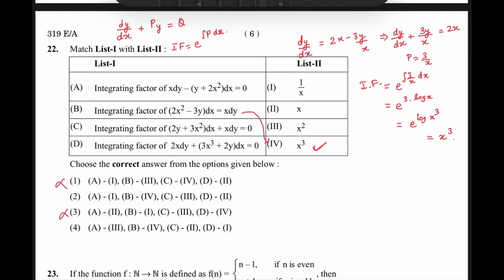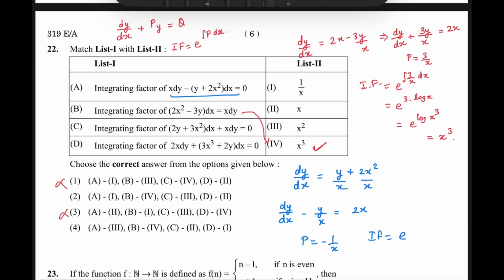Okay, then let's talk about a1 and a3. So a matches with either 1 or 3. So let's find out what about a. So this is the differential equation in a. So let's convert it into dy by dx form. So dy over dx will be y plus 2x square whole divided by x. Okay, then you have dy over dx minus y over x equals 2x, right? So where p equals to minus 1 by x, what will be integrating factor?